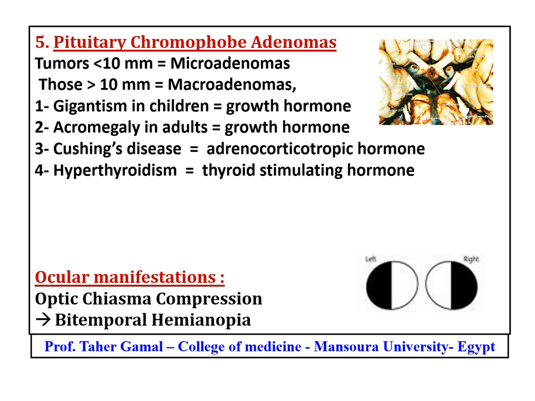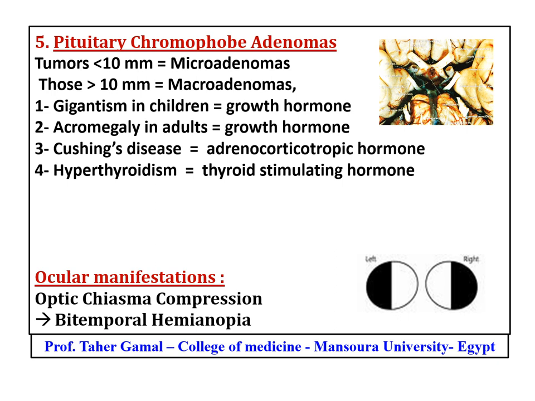The next endocrine disorder is pituitary chromophobe adenoma. If the tumor is less than 10 millimeters in diameter, it's called a microadenoma. If it is more than 10 millimeters in diameter, it's called a macroadenoma.